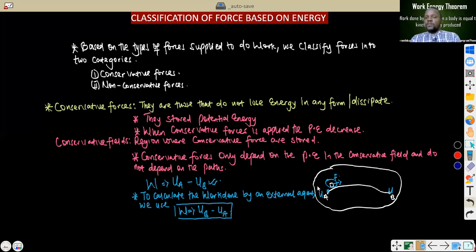So note that if the force is applied by an external agent, the external agent can either supply energy or gain energy. Please note that. For the external agent to gain energy, we have talked about work done and how to get it, that means the value of UB minus UA is negative. So that means the person is not supplying energy, but gaining. Always keep that at the back of your mind.